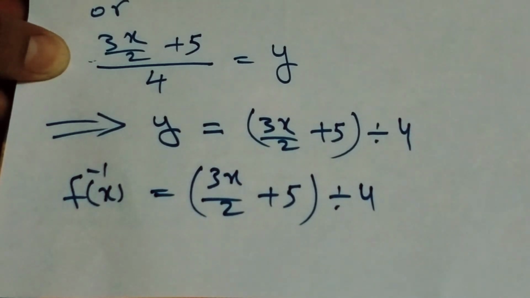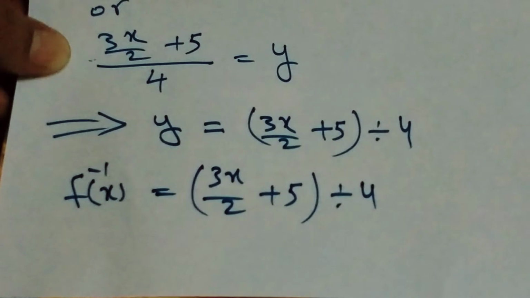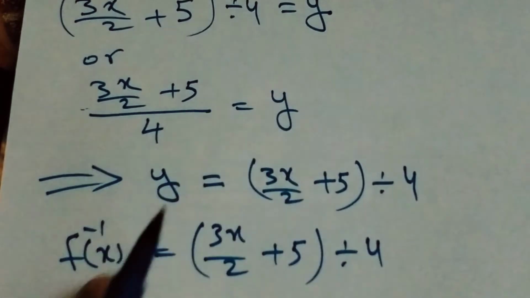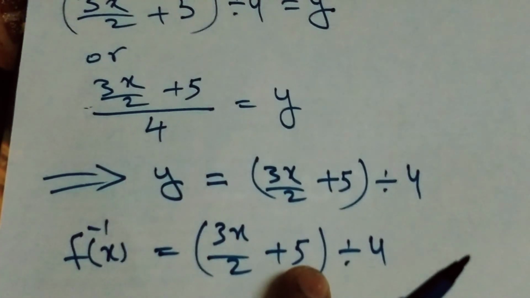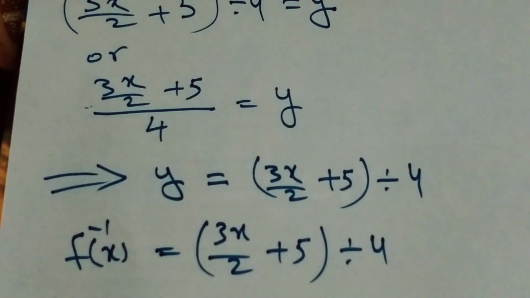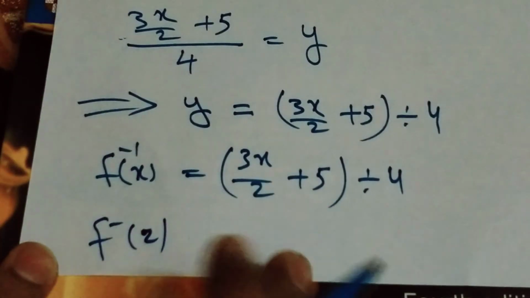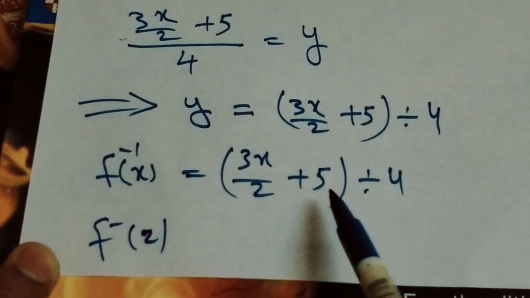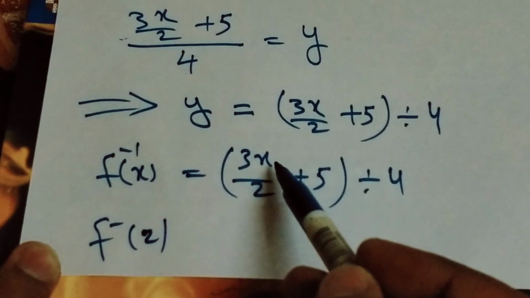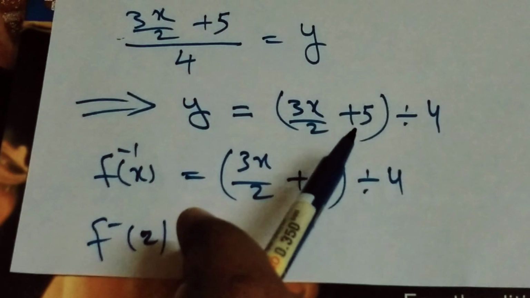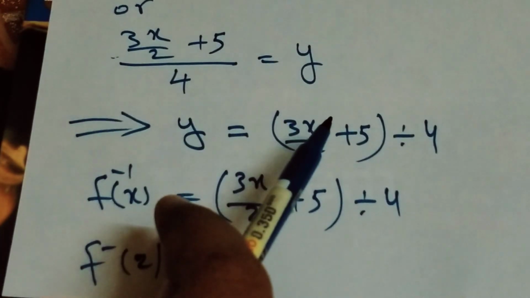If you have any question you can ask me in the comments, my dear. Okay, so for finding the value of an inverse function, if it is given and they say find f inverse of 2, then in the place of x we will put 2. Anywhere you see the x, put 2 and solve it. If you want me to solve it for you, I will solve it. Same question. Let's see here.